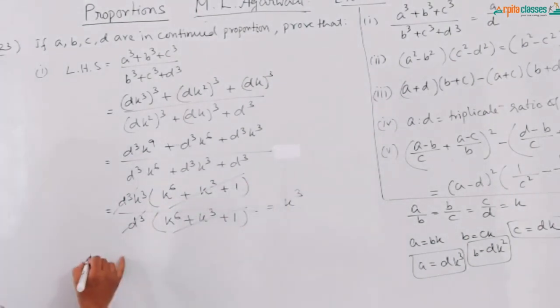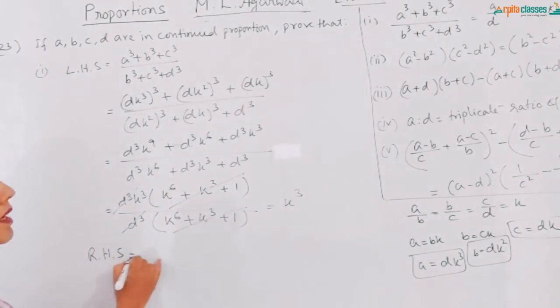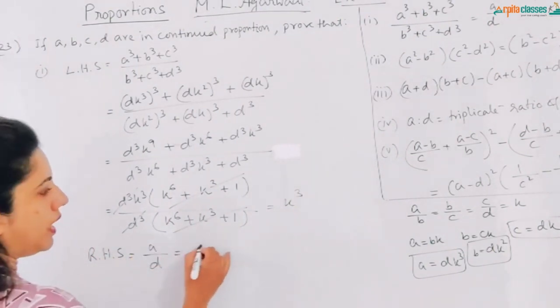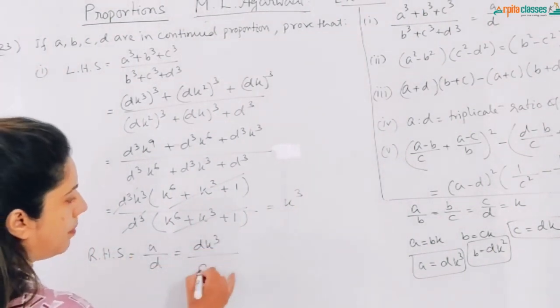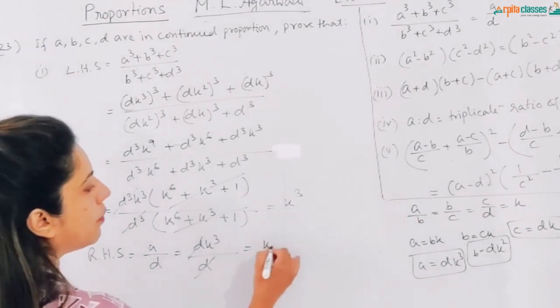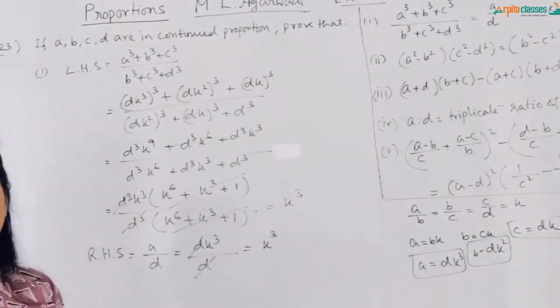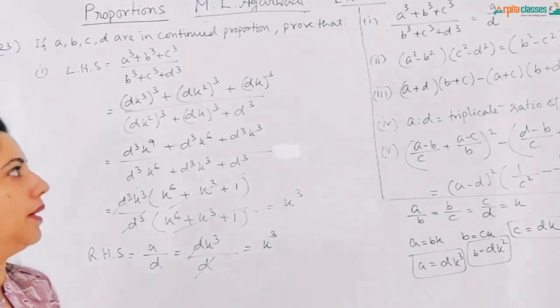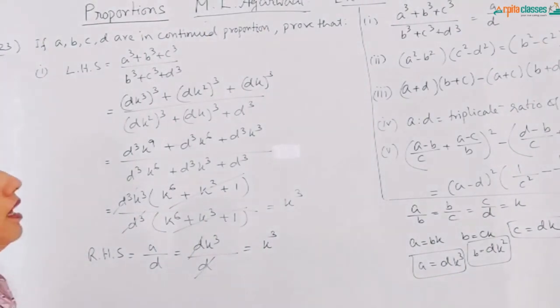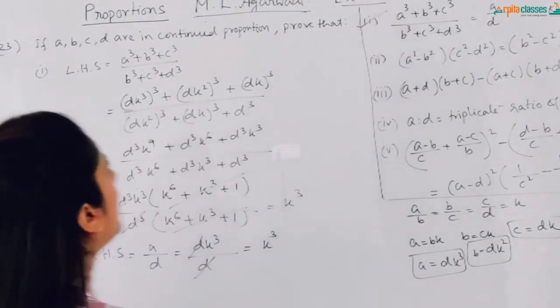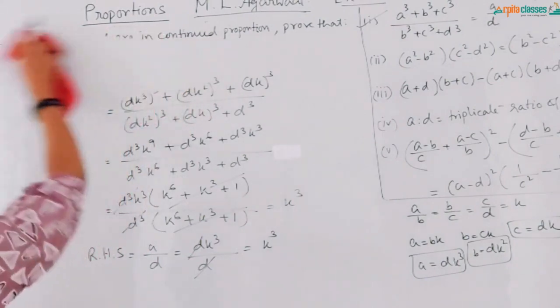Now let us take the right hand side. Right hand side is very simple, a upon d. So a is dk cube divided by d. d gets cancelled, we get k cube. So we can say left hand side is equal to right hand side. Okay, the first question is done. Let us start with the second sub question.